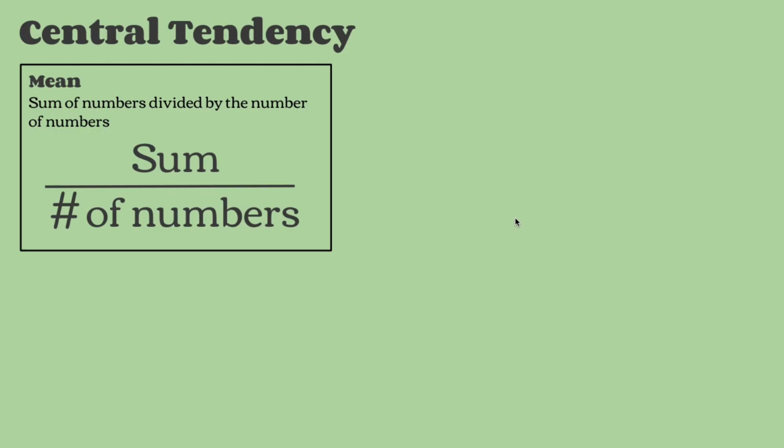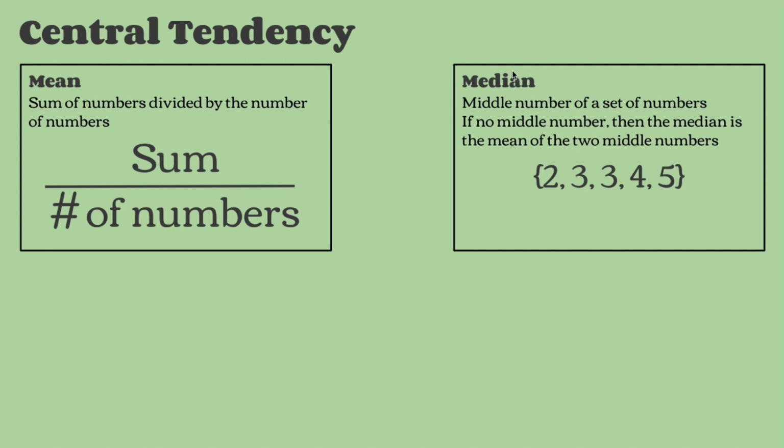So let's review what central tendency is. The most common categories in central tendency are the mean, median, mode, and range, which I am sure you've all heard before. The mean is the sum of the numbers divided by the number of numbers. It's also known as the average. The median is the middle number of a set of numbers.